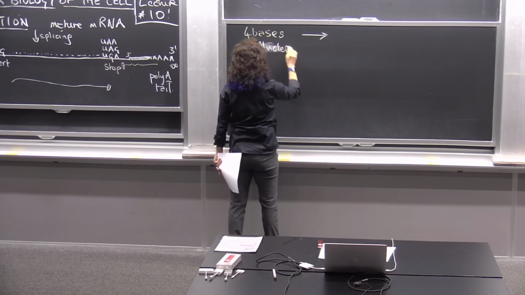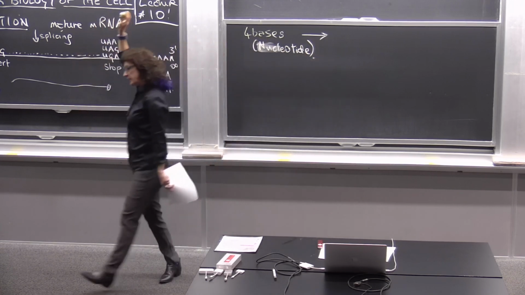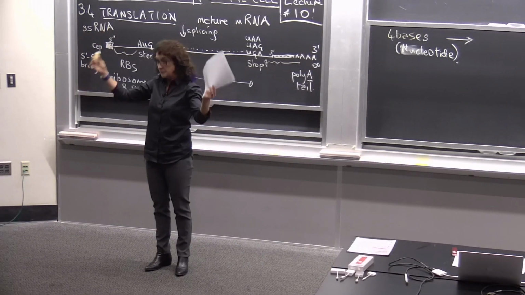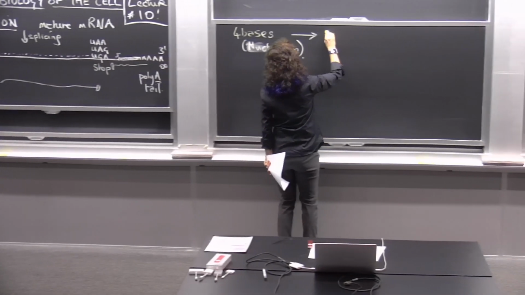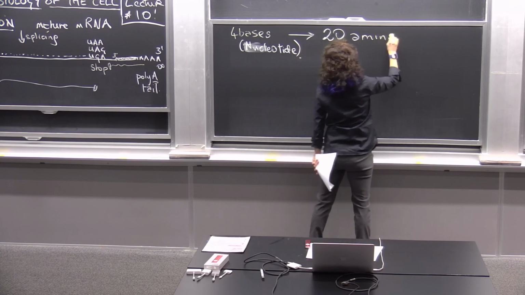It's more precise because the base just represents the ring system that's attached to the ribose. Nucleotide means the whole thing, including a phosphate. So we go from 4 bases to encoding 20 amino acids.